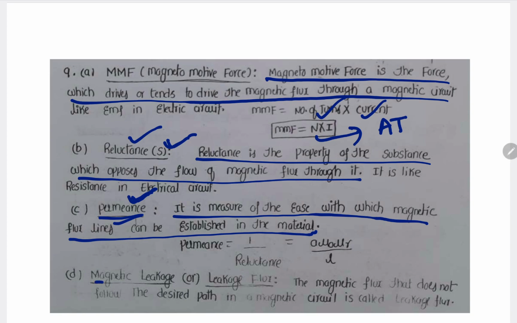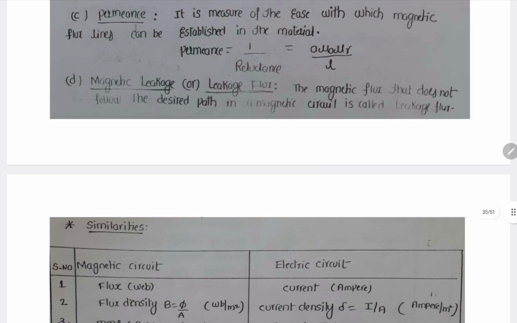And what is magnetic leakage or leakage of flux? The flux which is not flowing in the desired direction is nothing but leakage flux. The magnetic flux that does not follow the desired path is known as leakage flux.